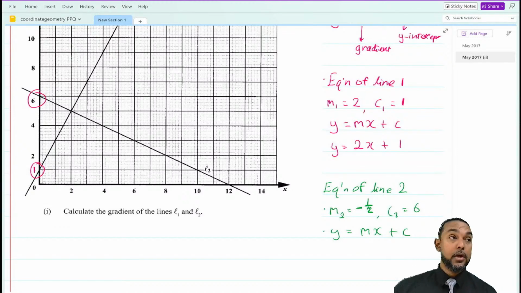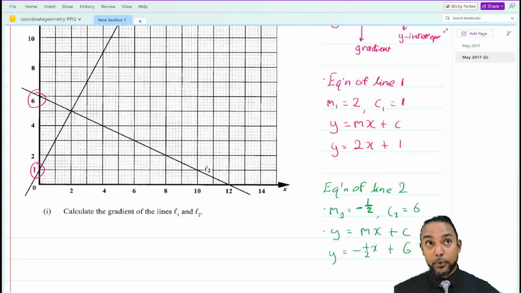Right, so what did we get? Y equals what? A half x plus 6. Right. All right, cool.